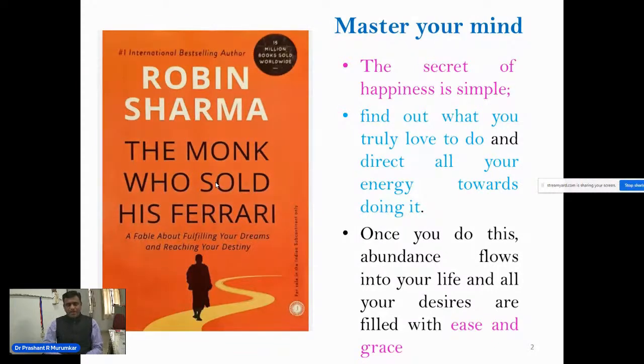You must have come across different books, but one of the books I'm displaying here is Robin Sharma's The Monk Who Sold His Ferrari. This book talks about fulfilling your dreams and reaching your destiny. The message is clear that you need to master your mind. The secret of happiness is simple: we need to find out what we truly love to do, and then only we can direct all our energy towards doing it. Once we do this, the energy will flow into your life, and all your desires are fulfilled with ease and grace.